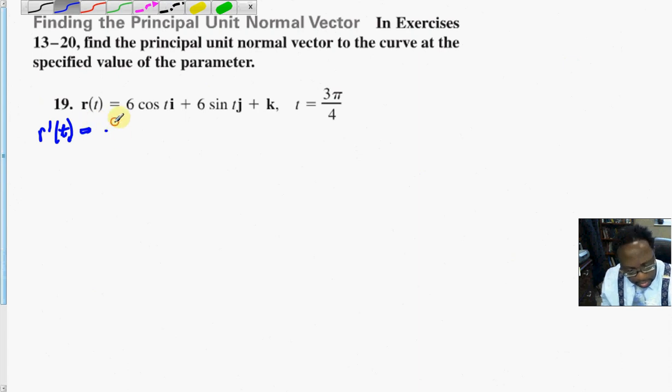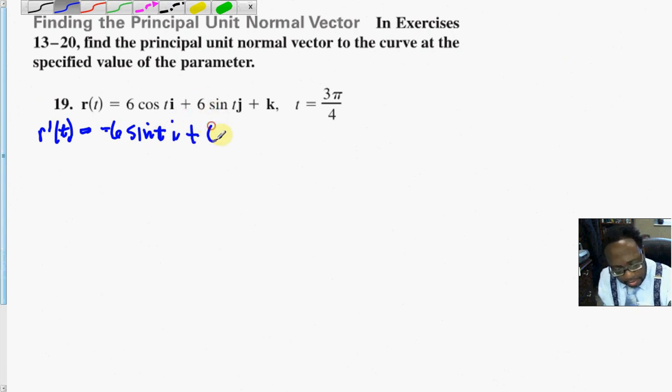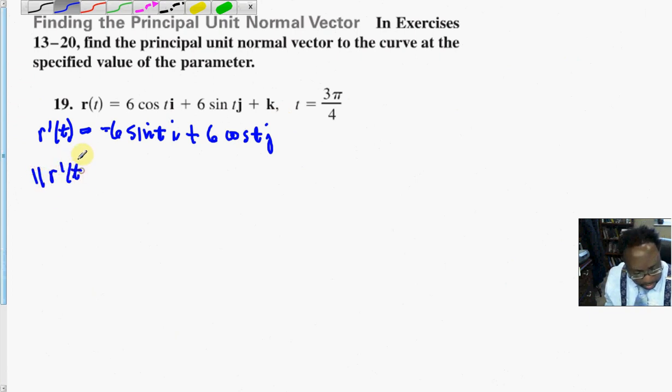So this is -6 sine t i plus, taking just the derivative, this is 6 cosine t j. And this component here is 1, so the derivative of 1 is 0. So we're done there. We find r prime of t. Since this is sine and cosine, you square them, and their coefficients, basically their magnitudes, are the same. So you square those, you get 36. You factor it out, take the square root, you get 6. So the norm is going to equal 6.